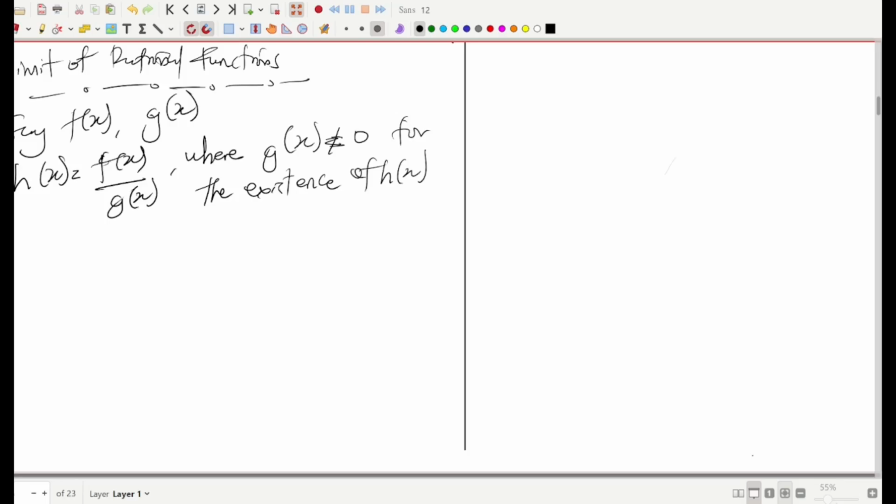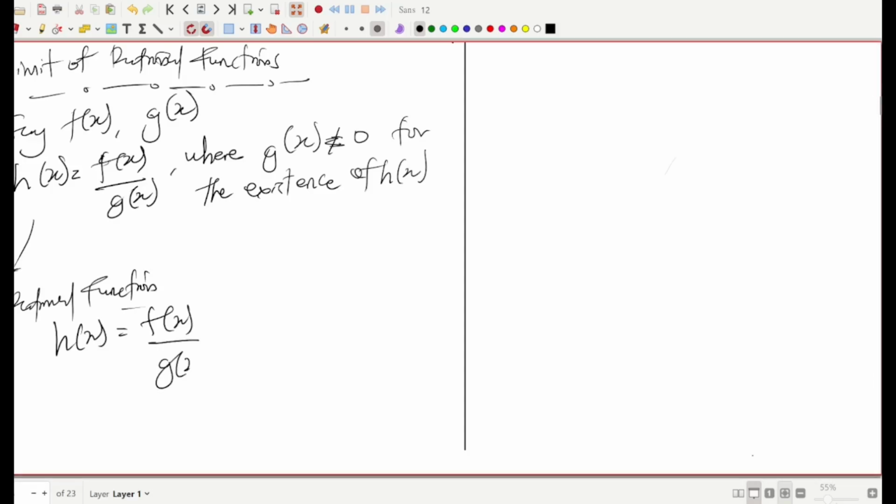So yes, if you have f of x divided by g of x, where h of x is equal to f of x divided by g of x, then our h of x becomes our rational function. So that's how to define a rational function. Now, let's find the limit of a rational function. Say h of x, as we defined, is equal to f of x divided by g of x.